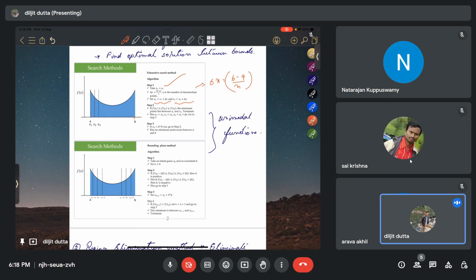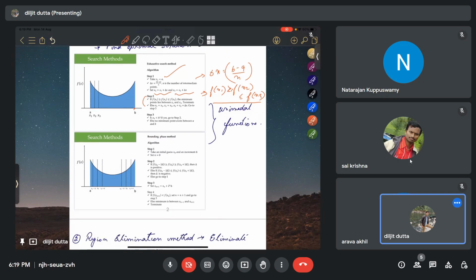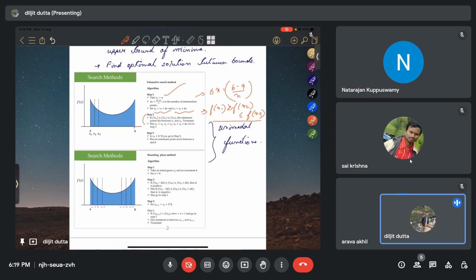Based on that, we eliminate one region in each iteration, and finally narrow down to one final region where we meet the final condition: f of x1 is greater than f of x2 and f of x2 is less than f of x3. We proceed with the iterations until we get this condition. So this is the exhaustive search method, which is a type of bracketing method.